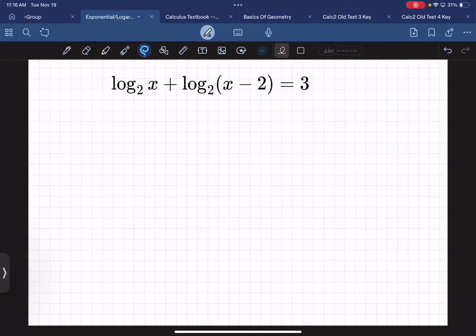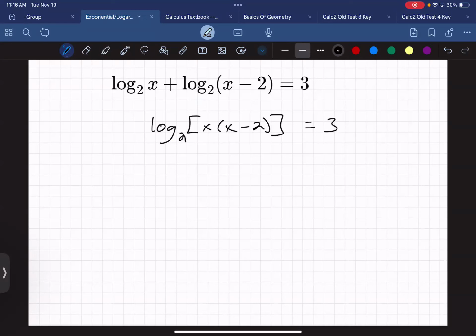Same base, right? Because of that, I can condense this. Because they have the same base, let me condense this. The key is to recognize that since they're being added together, I'm going to multiply them together. So I can get to a single logarithm, log base 2 of x times x minus 2. Now, the reason I like this is I only have one logarithm now. And the only thing on the other side of this equal sign is a 3.